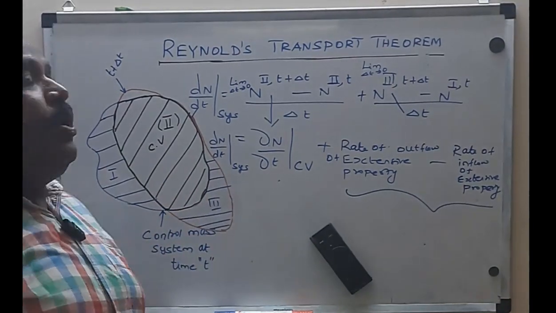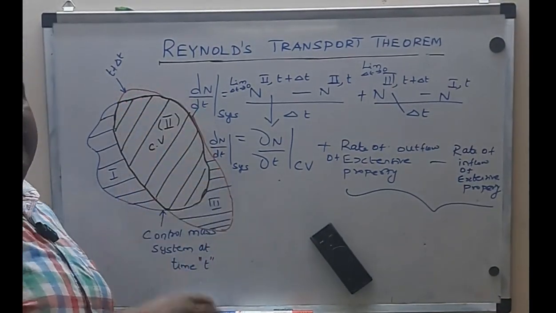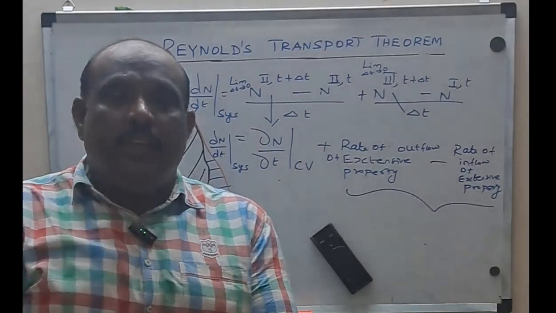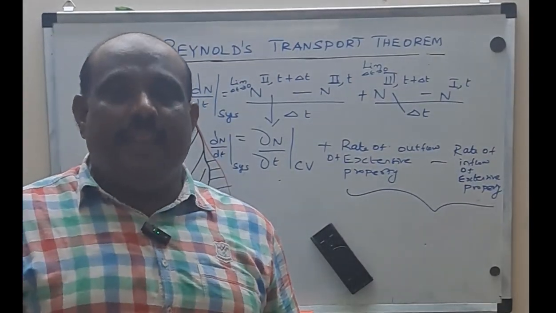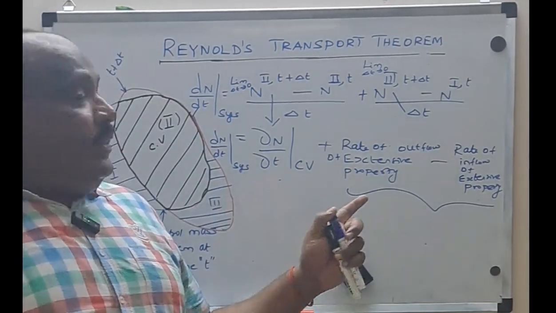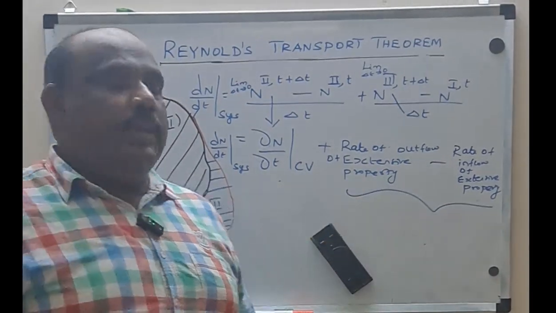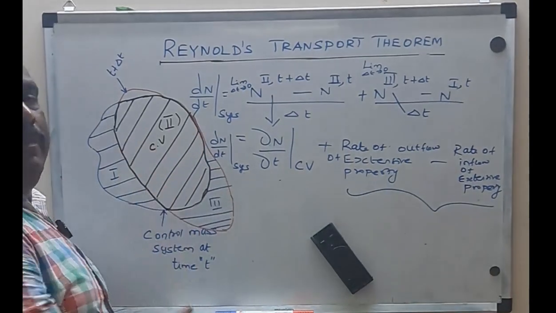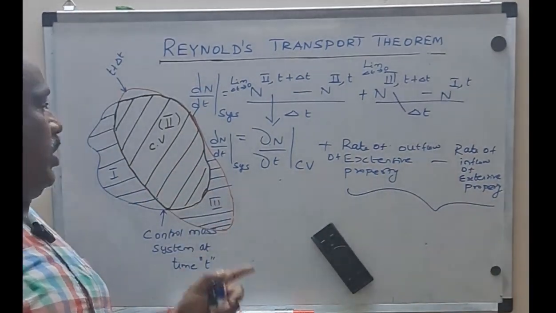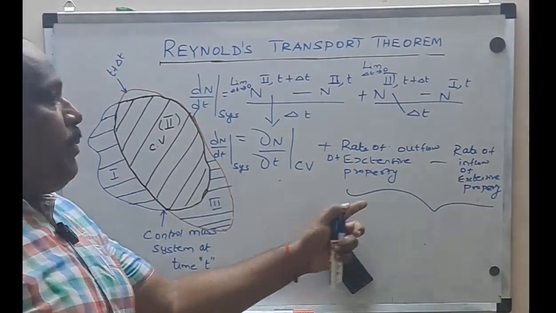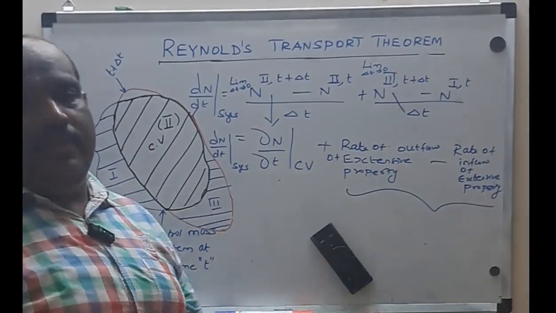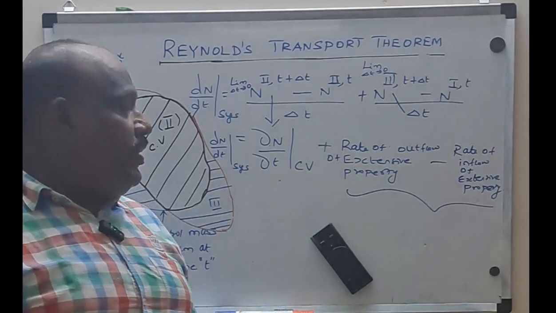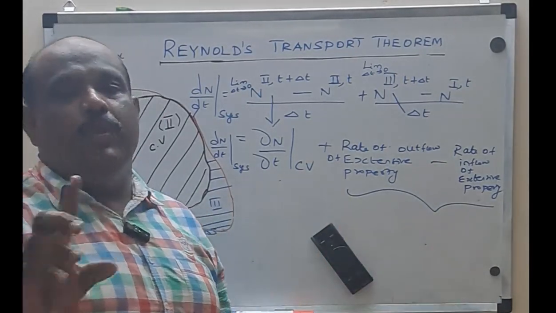what does it mean? 1 kilogram of mass has been accumulated inside the control volume, which means the mass inside the control volume will increase. So this value will become only 1 term. This outflow minus inflow will be either positive or negative. When will it be positive? When the outflow is more than the inflow, it will be positive. When the inflow is more than the outflow, then it will be negative. So don't feel this is 2 terms, it's only 1 term.